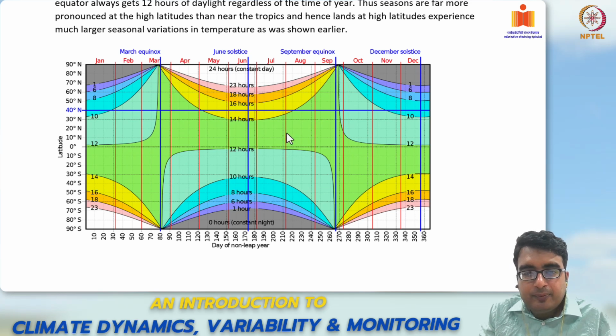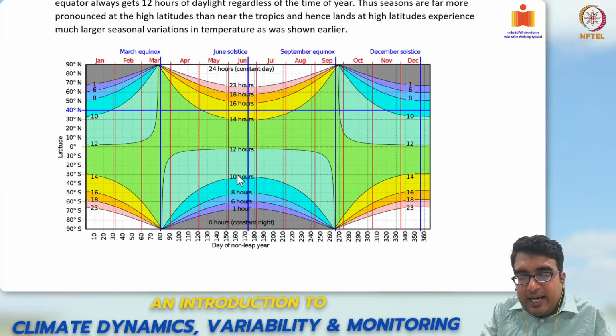Okay. This is the 14-hour line. So this region is between 12 to 14 hours of daylight. Then 14 to 16 hours, 16 to 18 hours, then 24 hours, constant day. Here it falls 12 to 10 hours, 10 to 8 hours, 8 to 6 hours, to 1 hour of daylight, to 0 hours, which is constant night.